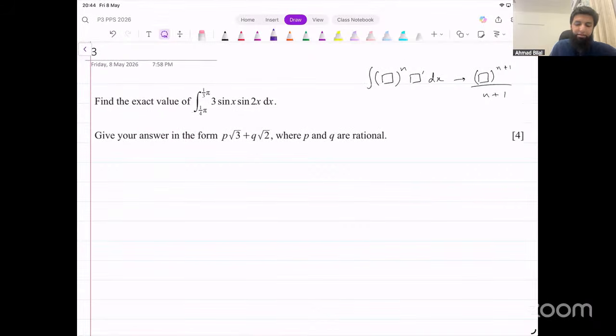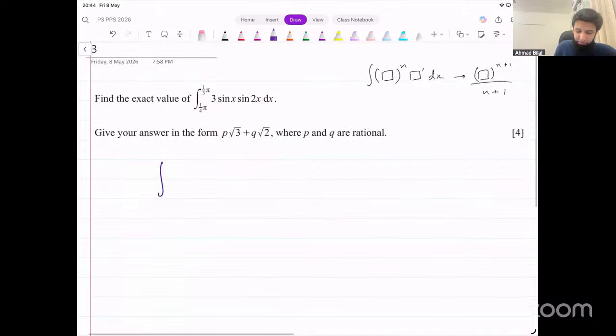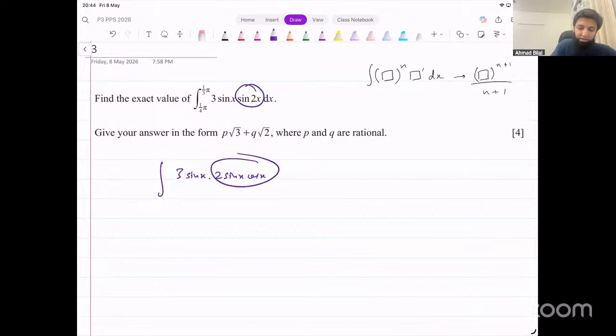Now, let's simplify this first of all. We have sine x and sine of 2x, two different angles. We could simplify it like this: 3 sine x into 2 sine x into cos x. Sine 2x can be written as 2 sine x cos x. Now, let's simplify this further. It becomes 6 sine square x, which we can write as sine x whole squared into cos x.